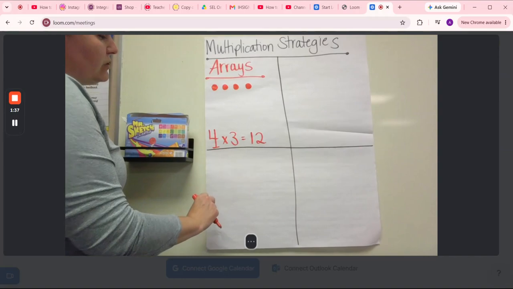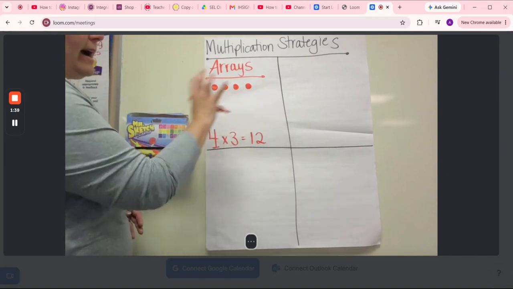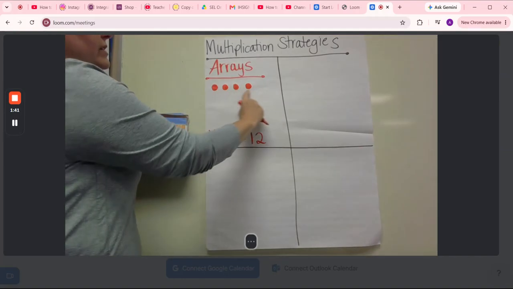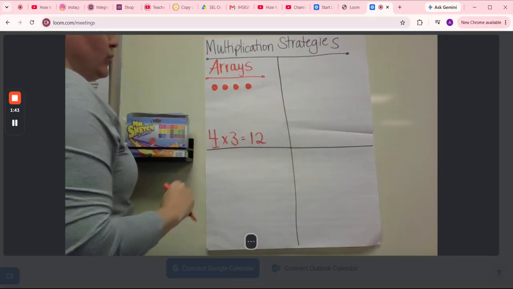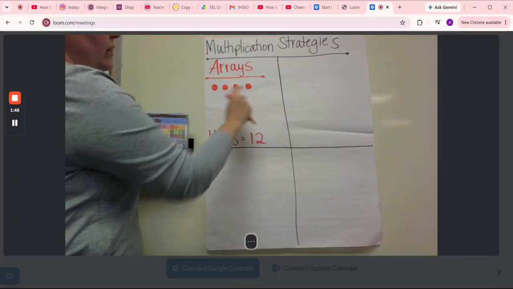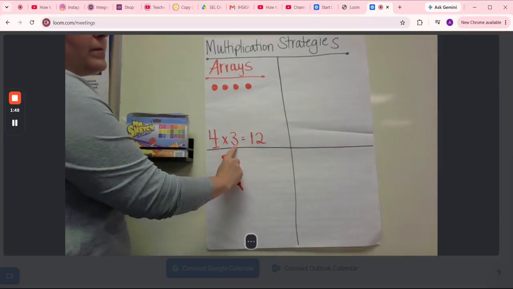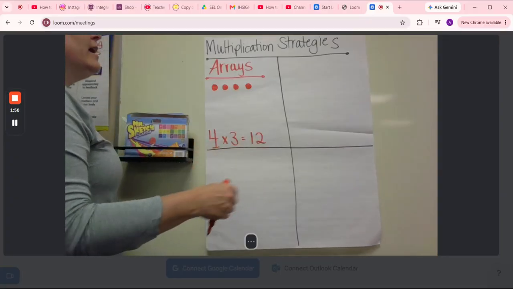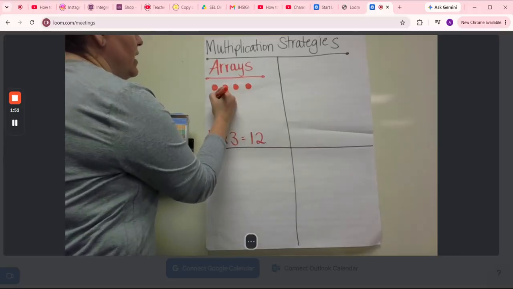So what I tell my students is, going across, I look at how much room I have. I always try to start with a bigger number if I have more room this way. So I made 4 dots going this way, and the other number is going to show me how many times I have to draw that row of dots.